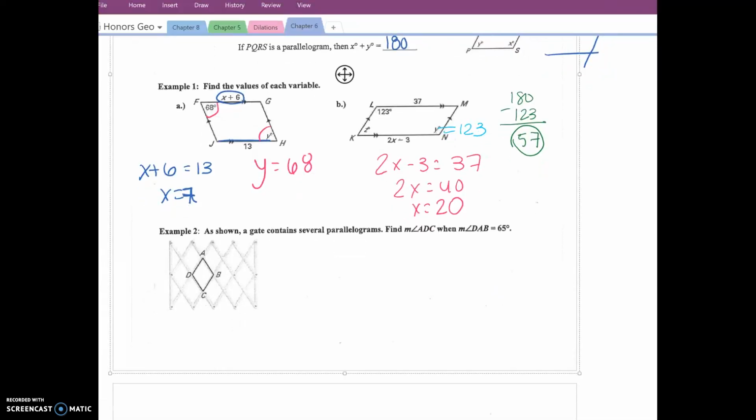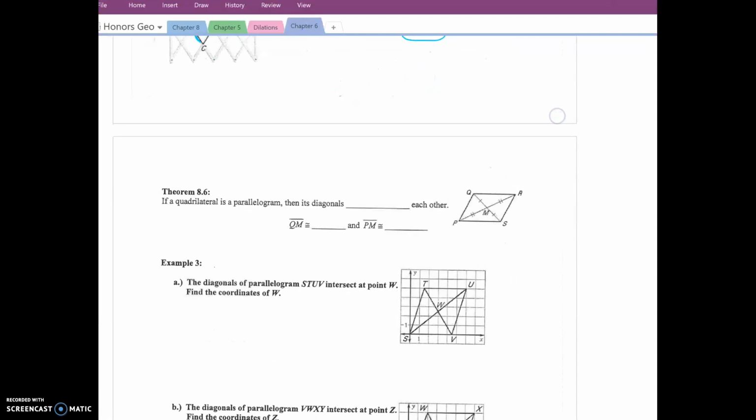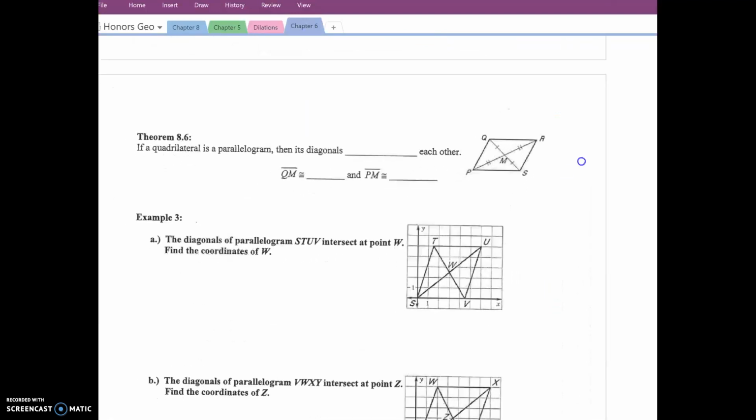Okay, example 2. Find the measure of angle ADC when the measure of angle DAB equals 65. So DAB is 65. ADC would be, if I traced A, D, C, so it's just 180 minus 65, which is 115. Okay, those are your basic properties of parallelograms. And now let's talk about what happens if we have diagonals of parallelograms.